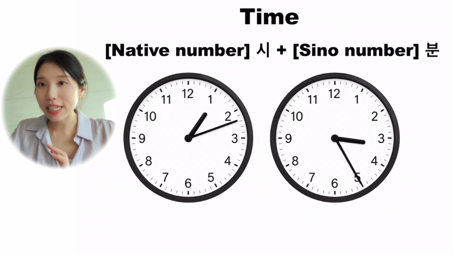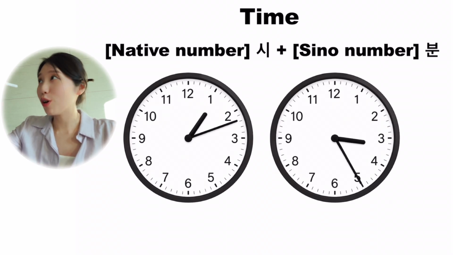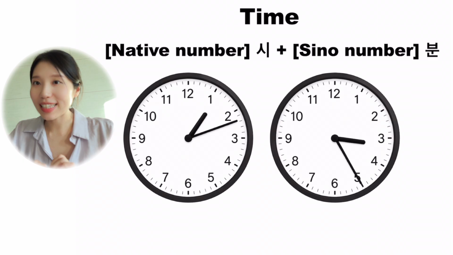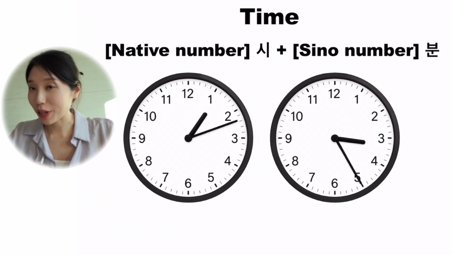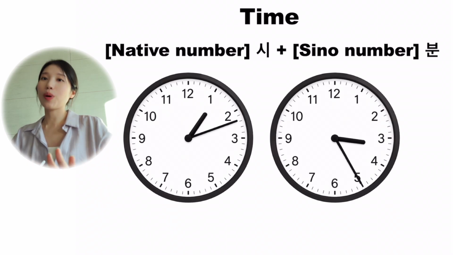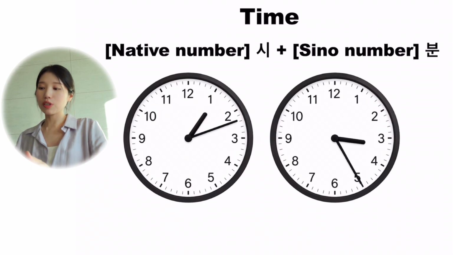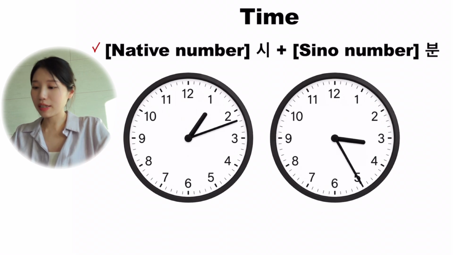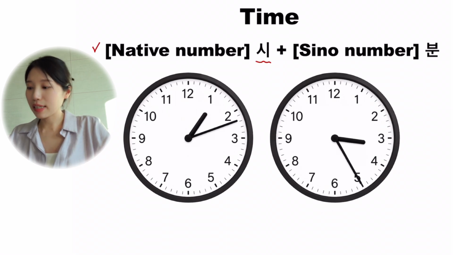Hours, because it's a big chunk and we know time passes through the hour part, use native Korean numbers, and for the minute and second part we use Sino-Korean numbers. Do you remember? I think many of you are confused about this part, so let's check this one more time. This is a hint: 시 is for the hour unit, and 분 is for the minute unit.